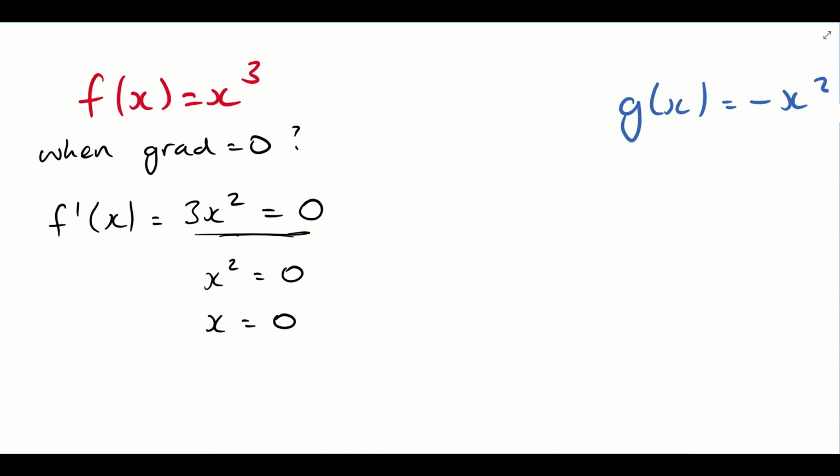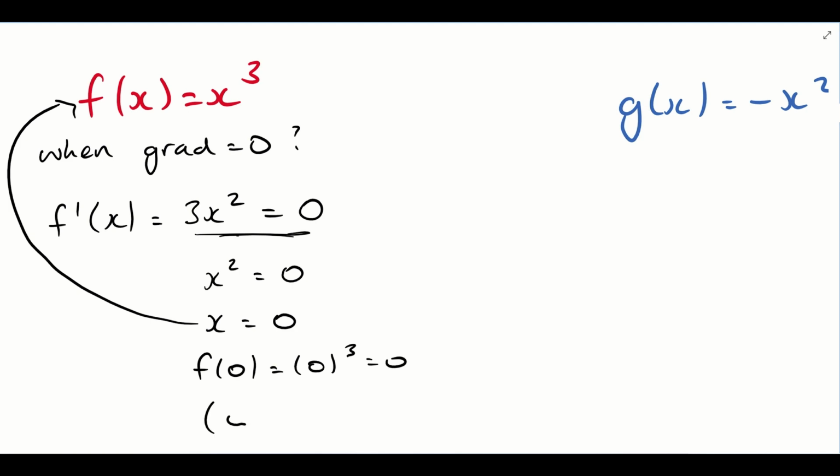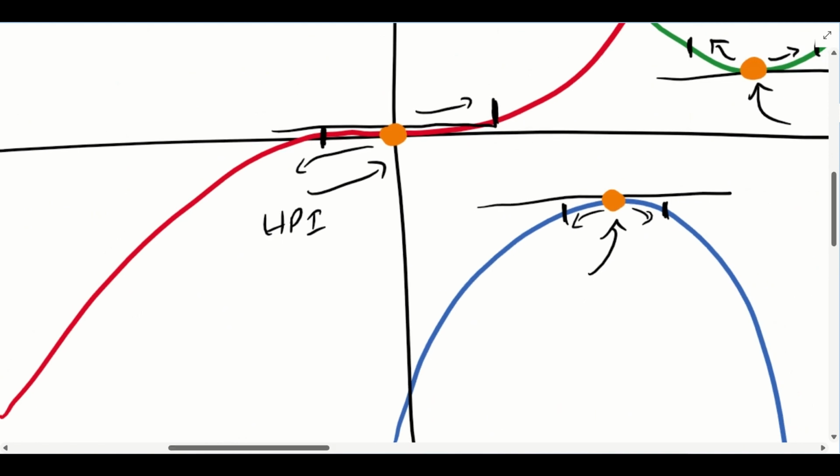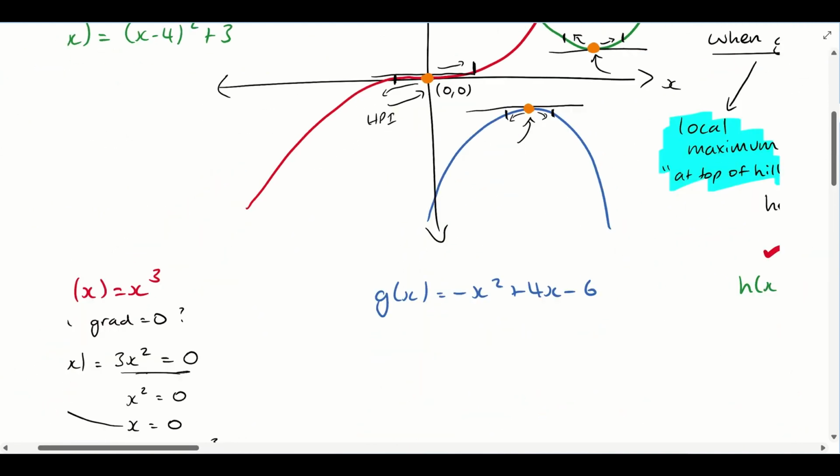And if we want to know the y value when x is 0, we put that back into our original function. So f of 0 is 0 cubed, which is 0. So we get the point (0, 0) for red. So if we come over here, we can label this (0, 0) in red.